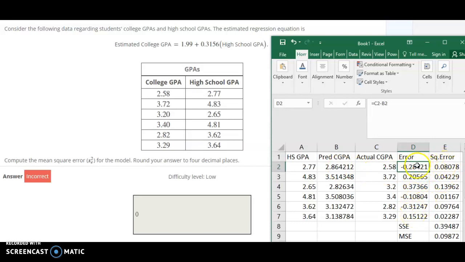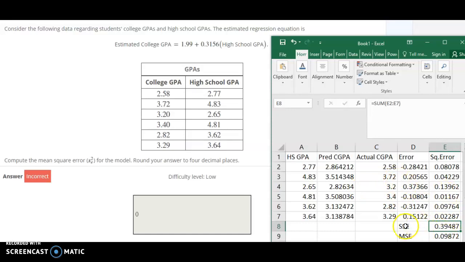Squared errors would just be taking each of those 6 errors and multiplying them by themselves. And then the sum of squared errors is really a nice term because it tells you what it's doing. It's adding up all the squared errors. So here we're just taking the sum of these 6. Again, all of this we could do in a calculator also.